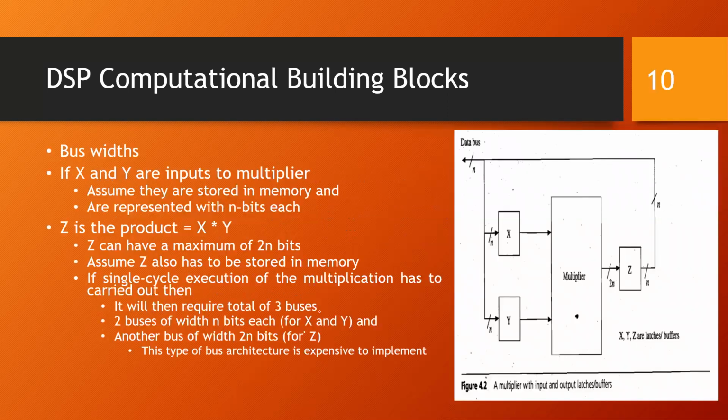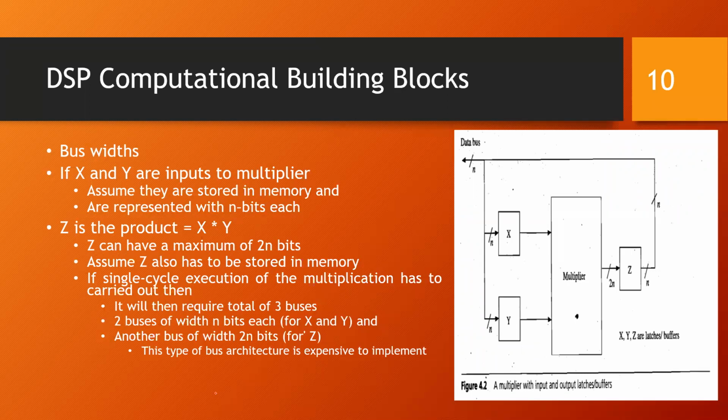Now, another aspect which we have to check out is what should be the bus widths. Now we are doing addition, we are doing multiplication. So when we are doing addition or multiplication, if I add two n-bit numbers, what will be the overall size of the result? If I'm adding it, what happens? If I'm multiplying it, what happens?